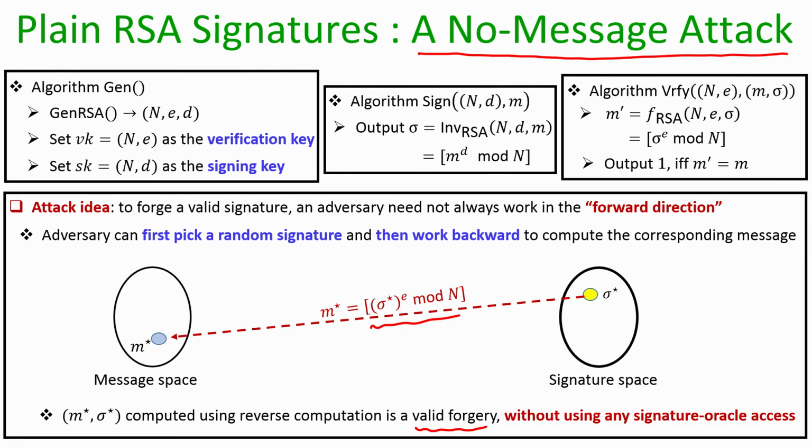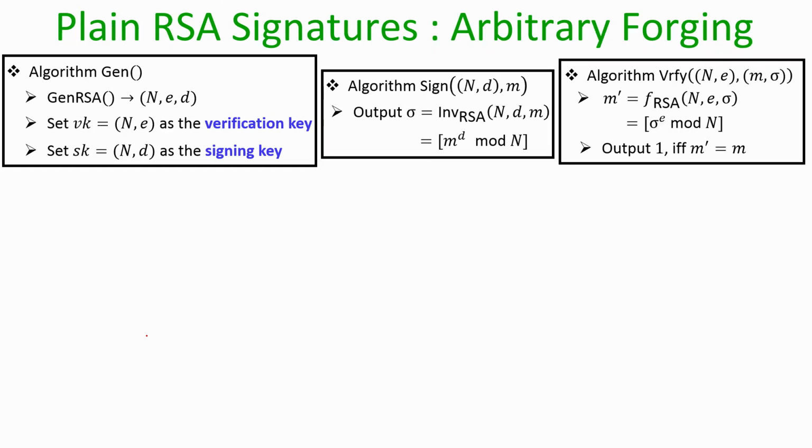Now, the reason we call this a no message attack is that here the forgery is produced by walking in the backward direction. The adversary does not have any message to begin with for which it wants to generate a forgery. But still, as per the definition of forgery, the way the adversary has computed m star, sigma star, it is a valid forgery. It is a different discussion whether this m star which the adversary has produced by walking in the backward direction indeed makes sense in the context of the application where the underlying signature scheme is used or not.